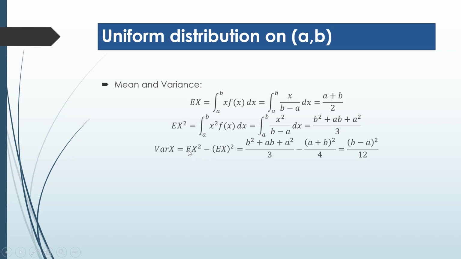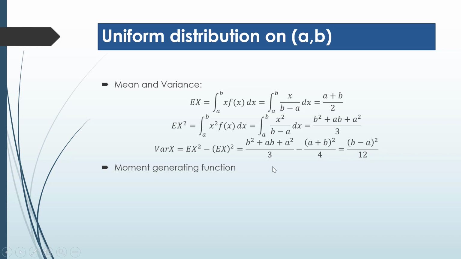So variance of X is basically E[X squared] minus (E[X]) squared. So we have (b squared plus ab plus a squared) over 3 minus (a plus b) whole squared over 4. To derive these formulas, we have the final answer for variance is (b minus a) whole squared over 12.